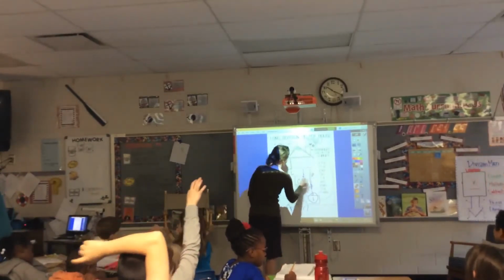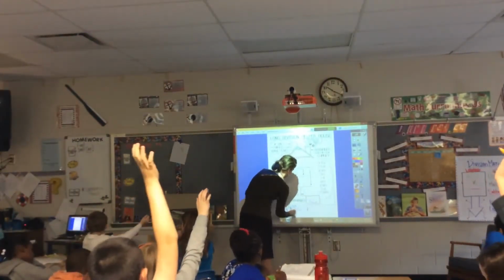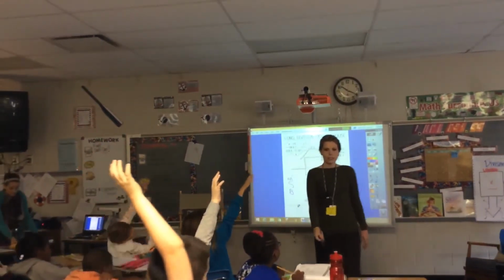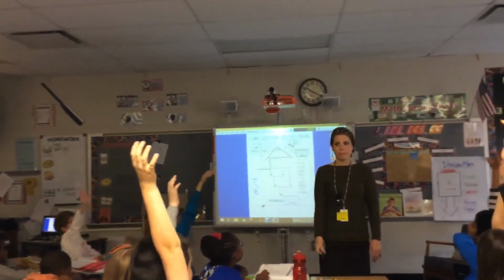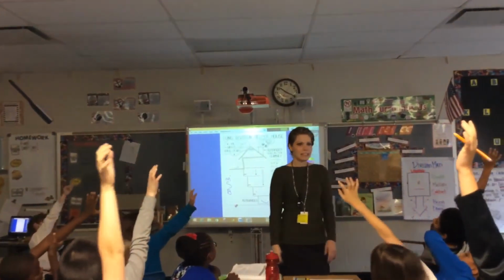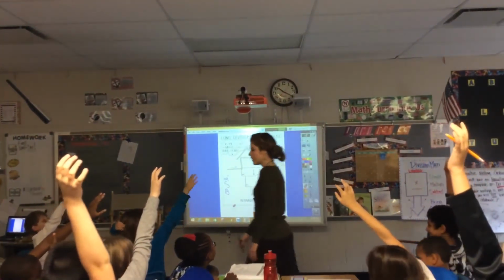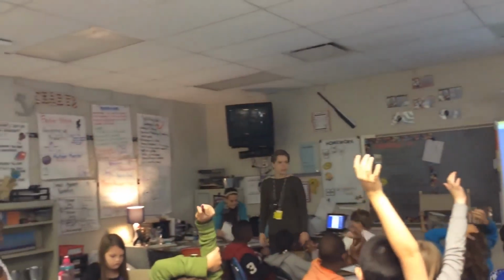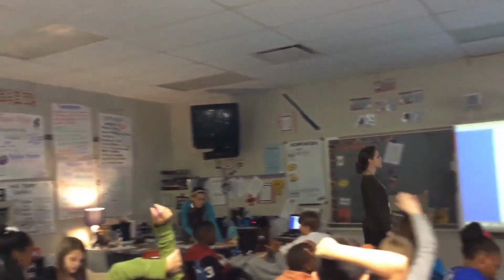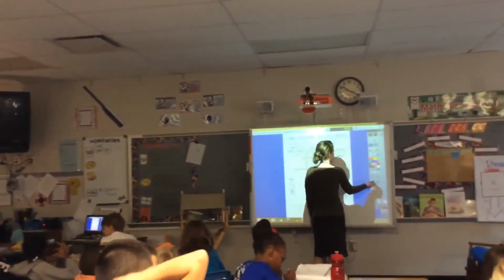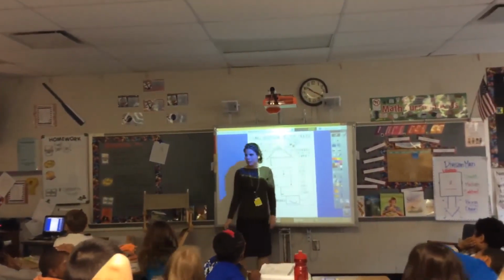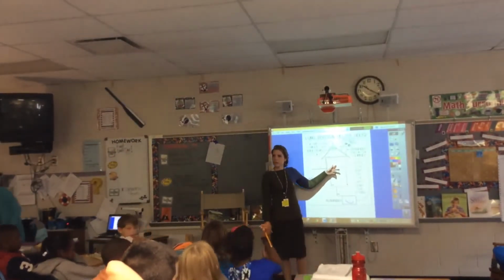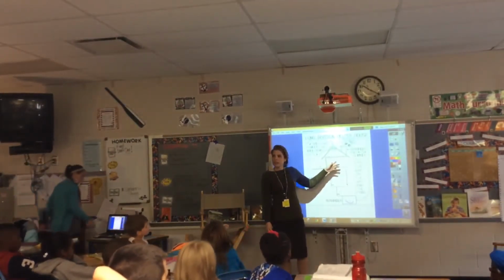Who's got another number? I want a hard one. I want a really, really hard one. Come on, Drake. Give me a really hard number. Yep, 3 digits. 365.